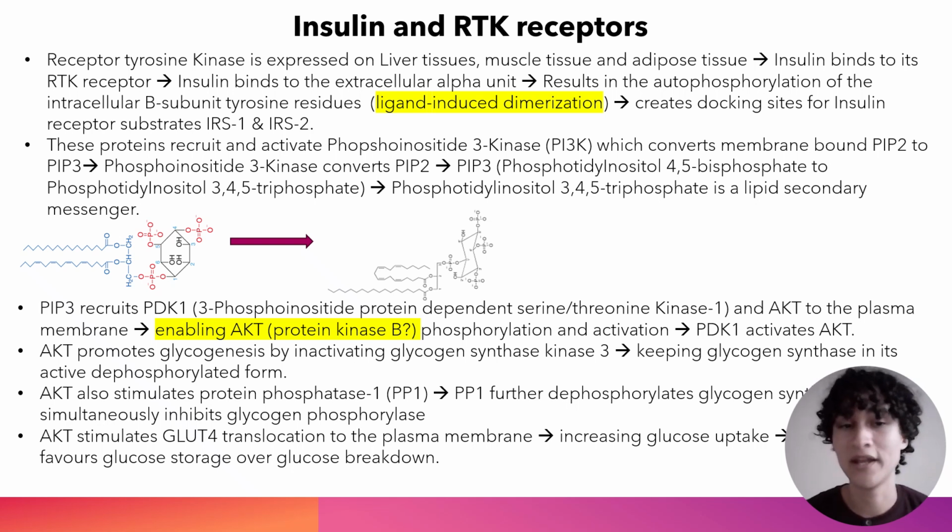So protein kinase B is really important in facilitating glycogenesis, because it inactivates, or phosphorylates, enzymes like glycogen synthase kinase 3. Now, glycogen synthase kinase 3 is an enzyme that will phosphorylate glycogen synthase, keeping it in its inactive form. But when glycogen synthase kinase 3 becomes phosphorylated, it's unable to phosphorylate glycogen synthase.